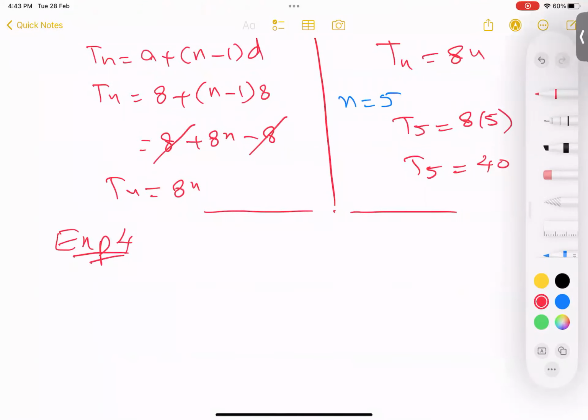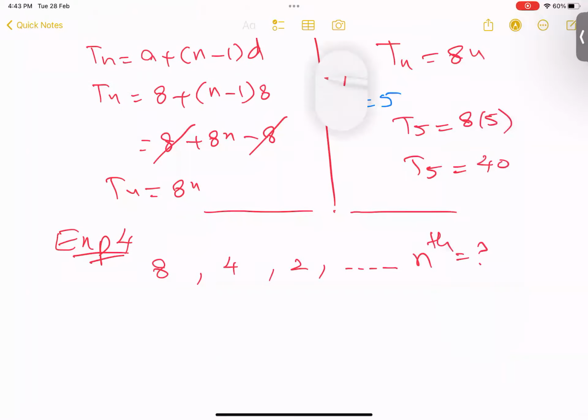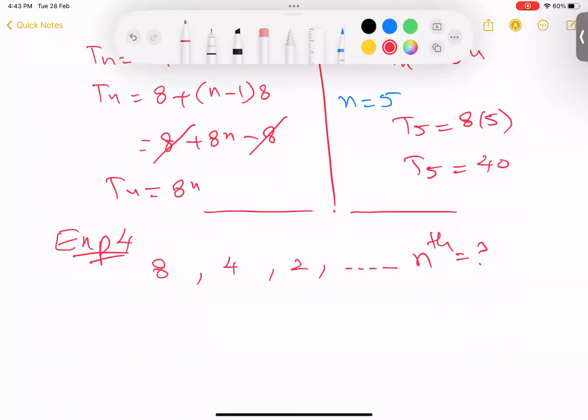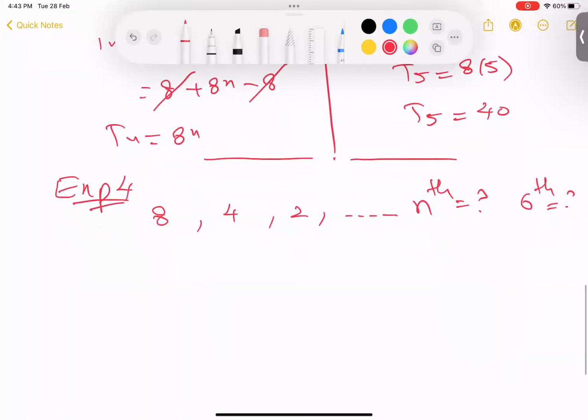Take an example here. Let's say I have 8, and the next term I get is 4. Next term I get 2, and so on and so forth. I'm looking for the nth term, and for example, the 6th term. So let's start. What is the technique to do it? A is 8 and the common ratio. How to get the common ratio, students? Second term, keep it up, and first term, keep it down.